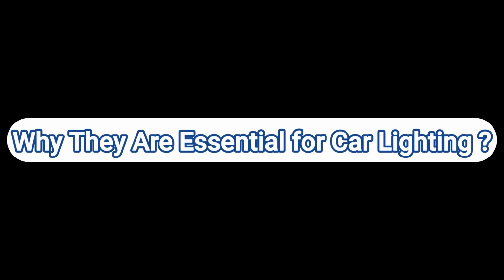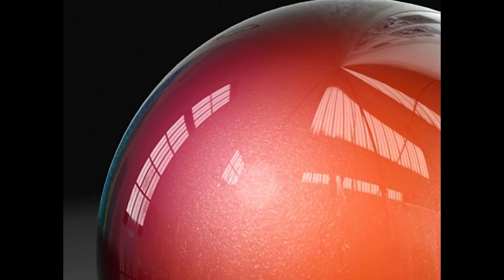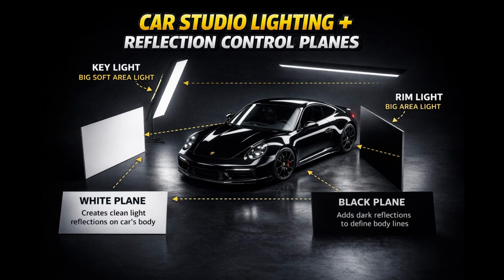Why are they essential for car lighting? Car paint behaves like a mirror. What you see on the car is mostly reflected environment, not direct light. If you don't control what the car reflects, the result will look flat, noisy, and unrealistic. Reflection planes give you clean, readable highlights.